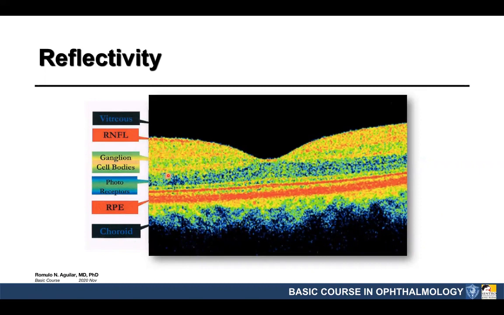symbolizing moderate reflectivity. The choroid is sometimes also black because most of the light is already absorbed by the tissues here. So very little light reaches the choroid, and it usually comes out as dark blue or black. But actually, with the swept source, light does reach the choroid.